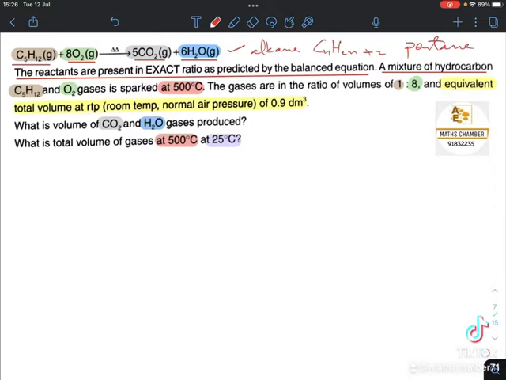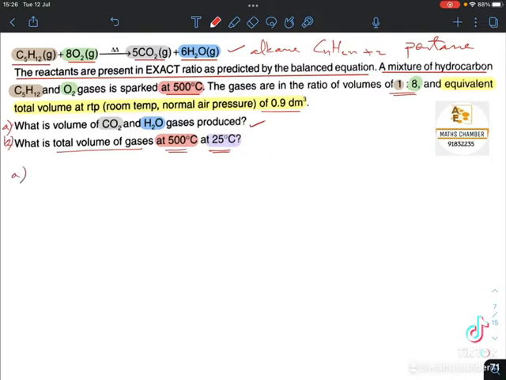So these two gases are sparked at 500 degrees Celsius. The gases are in a ratio of volumes of 1:8, and have an equivalent total volume at RTP, room temperature and pressure, of 0.9 cubic decimeter. We are required to find the volume of carbon dioxide and water produced in the gaseous form. And of course, the next part is to find the total volume of gases at 500 degrees Celsius and 25 degrees Celsius. Okay, it's easy. Let's get going for part A, and this is part B.